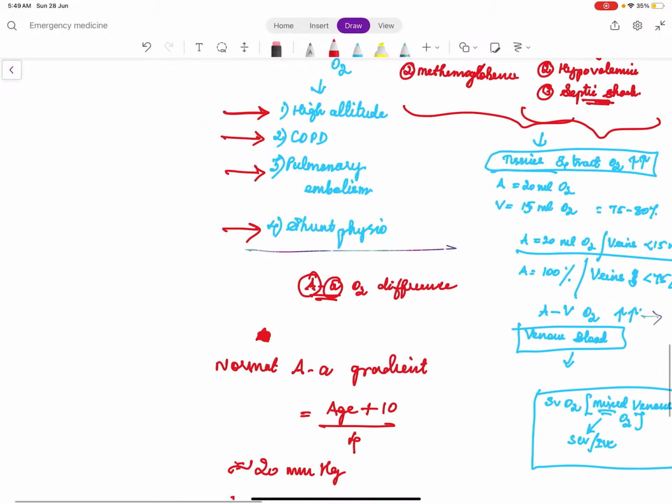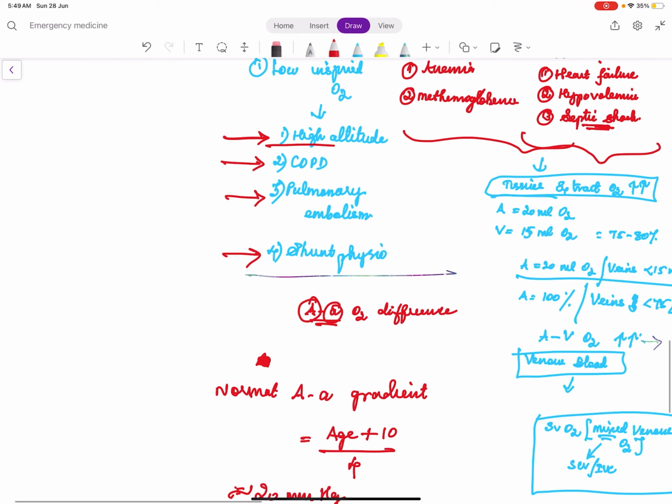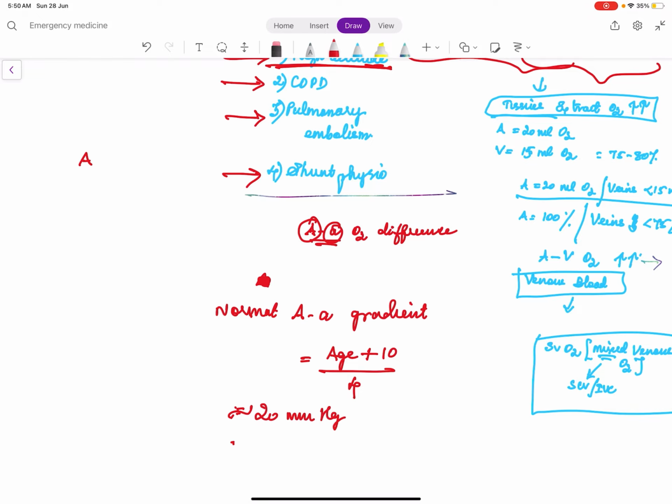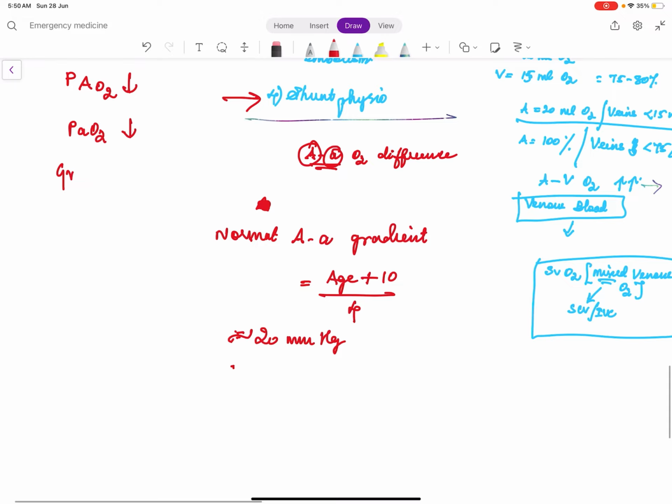So how does this AA gradient help us? In high altitude, what is the main problem? There is low inspired oxygen itself. So alveolar oxygen is low. Because of that, the arterial oxygen is low. So the gradient remains normal.